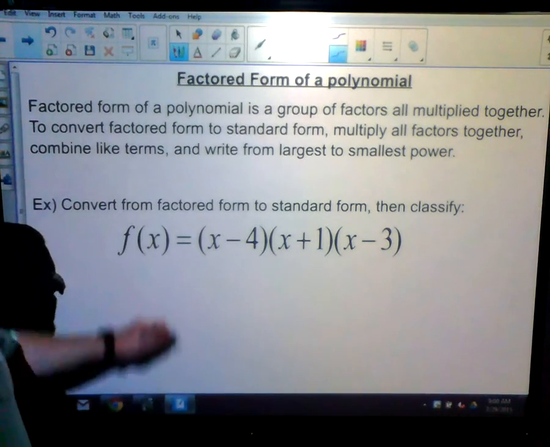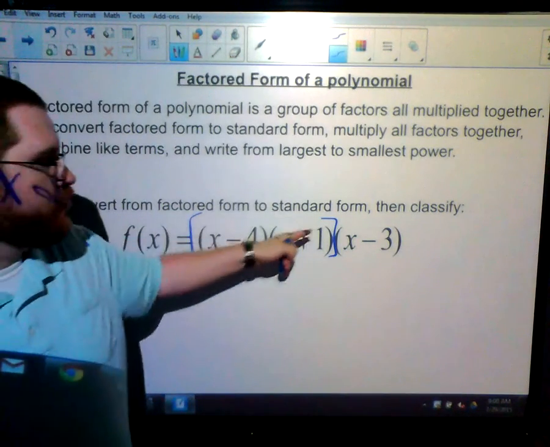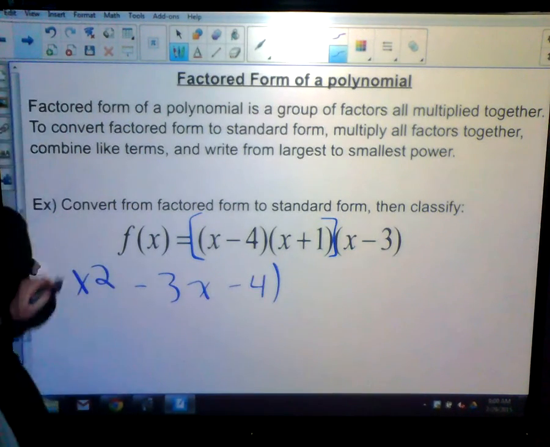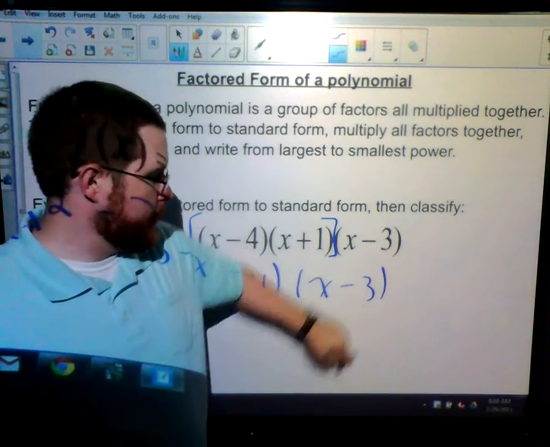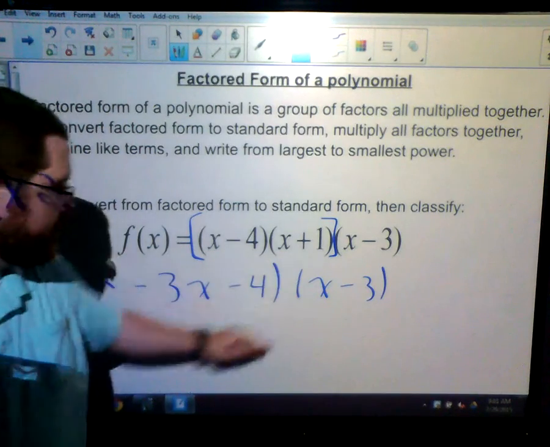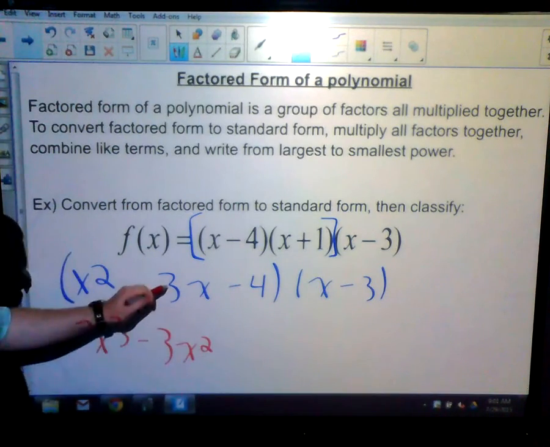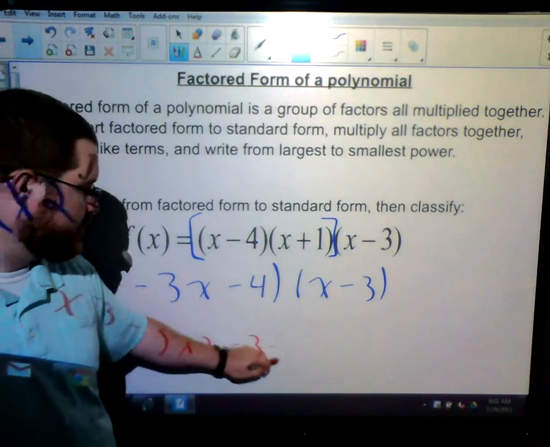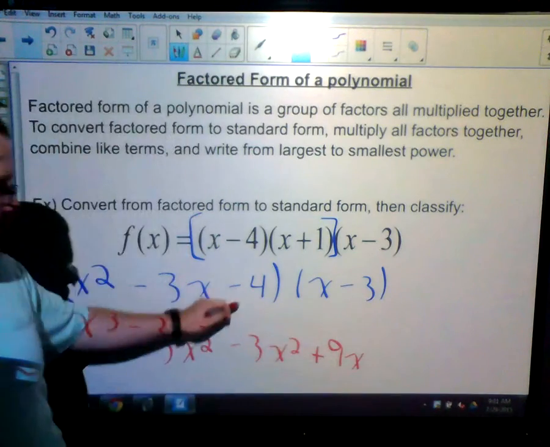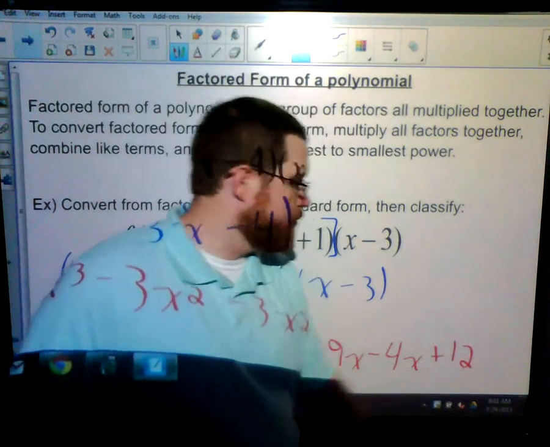We can't multiply all three, so let's just start with two of them. That's x squared plus 1 minus 4 is minus 3x minus 4. Now I have to multiply that by x minus 3. So x squared times x is x cubed. X squared times negative 3 is negative 3x squared. Negative 3x times x is negative 3x squared. Negative 3x times negative 3 is positive 9x. Negative 4 times x is negative 4x. And negative 4 times negative 3 is positive 12.